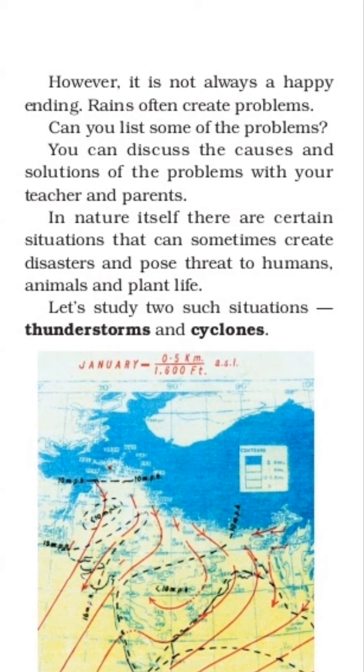It is not man-made. These are natural disasters, and they are a threat to humans, animals and plant life. In this chapter we will learn about two such situations, thunderstorm and cyclone. Today we will cover up to this; the remaining part we will see in the next period.